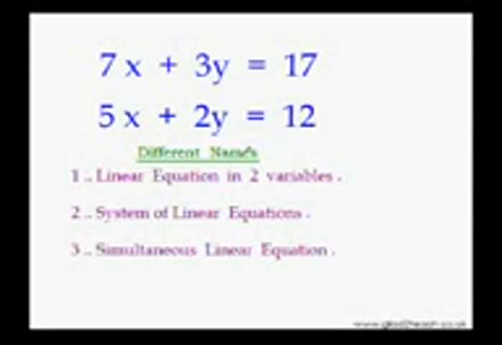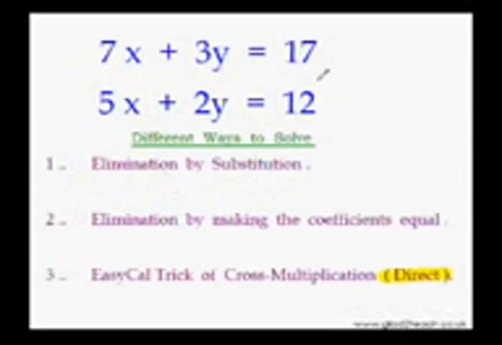Simultaneous equations can be called by different names, like the very popular name, as you know, simultaneous linear equations. They are also called system of linear equations, and sometimes linear equations in two variables. See, we have two variables, x and y. So now I'm sure you will not get confused if any of these names are used anywhere to denote these equations.